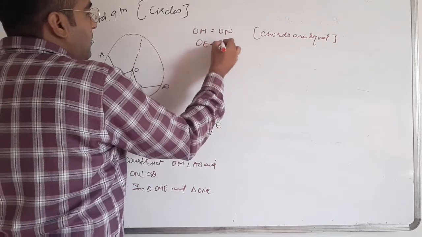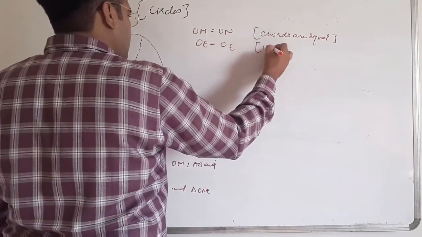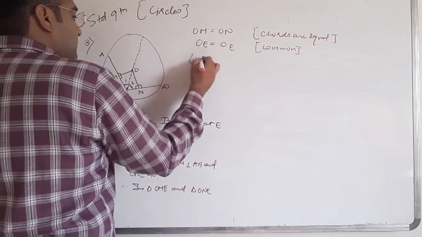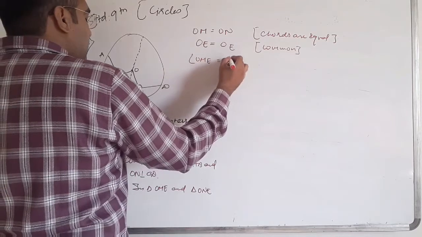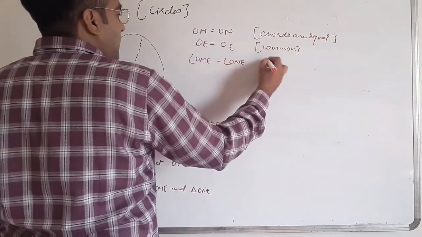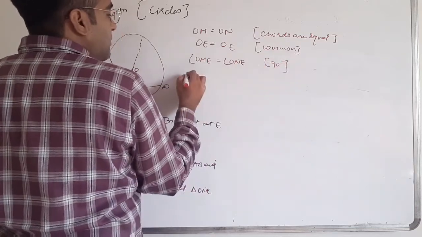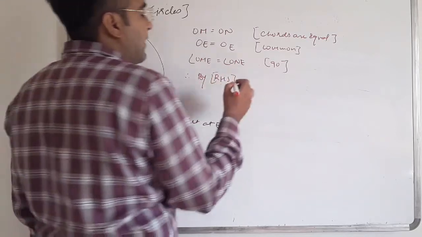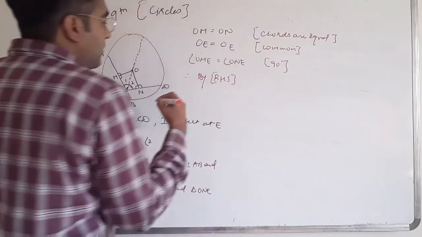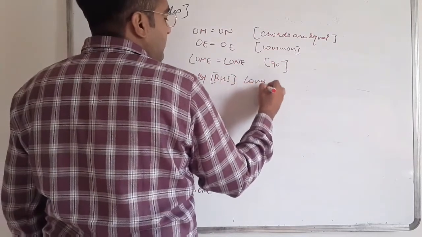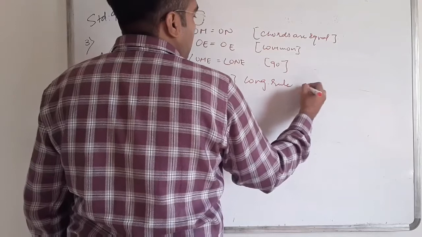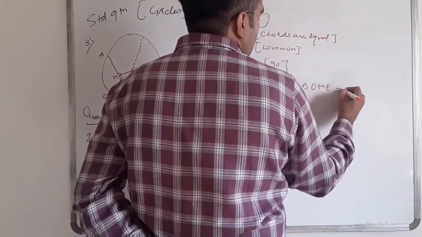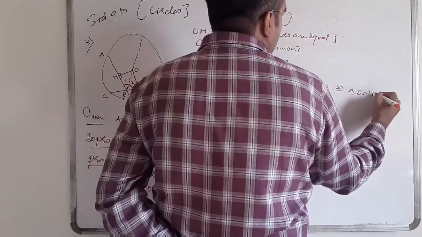OE in both of them is common, and angle OME is equal to angle ONE, that is 90 degrees. So we write that by RHS congruency rule, similarly to the previous one we are completing. So by RHS congruency rule, triangle OME is congruent to triangle ONE.